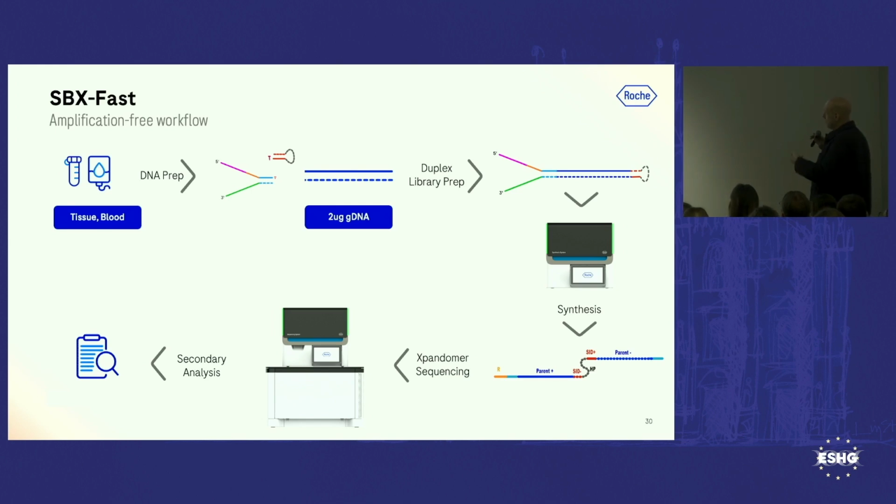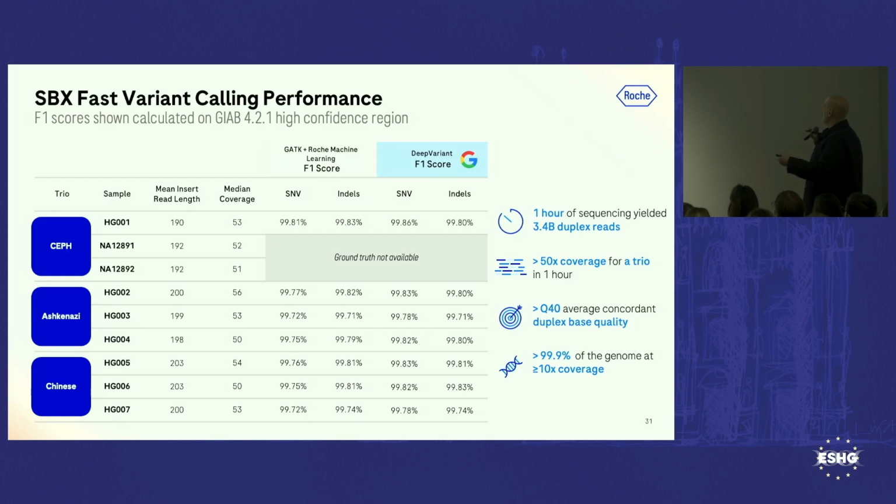If you're not going to plex deeply, 2 micrograms is what we go with, but if you wanted to do higher multiplexing, you can probably get away with less DNA in the future. Okay, so amplification-free workflow. And the results here, we showed something similar before. Very, very good F1 scores again for these.